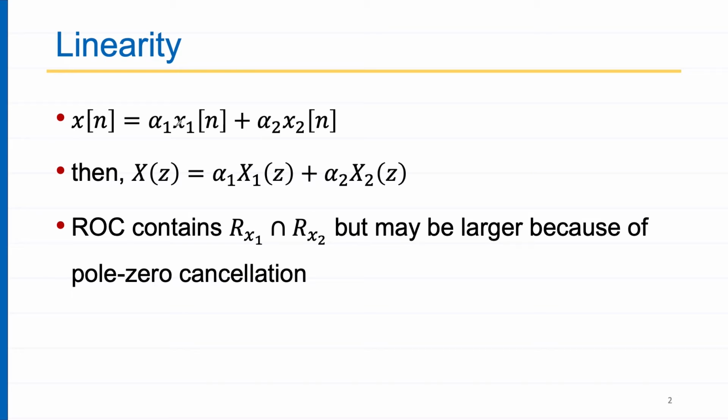A simple example could be that something in x1[n] might be cancelled by something in x2[n], and this means that the constraints are reduced. So that is why we are saying R of x1 intersection R of x2 is at least the ROC for X(z), but there can be other regions as well.